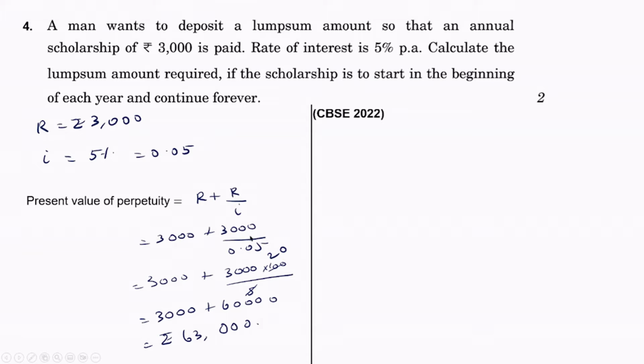So here again, writing the formula carries 1 mark, substituting the values and finding the answer carries 1 mark. A total of 2 marks for this question. So here the lump sum amount required is rupees 63,000. Therefore, lump sum amount required is equal to rupees 63,000.